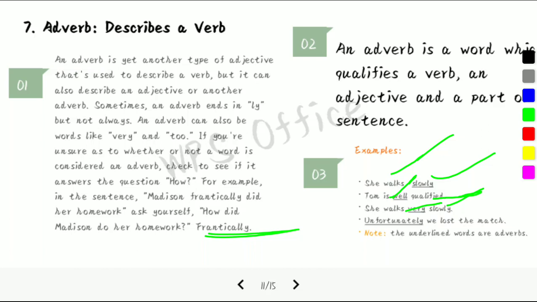Unfortunately, we lost the match. Unfortunately is also an adverb. The underlined words are adverbs. You can understand that. I have already discussed it.